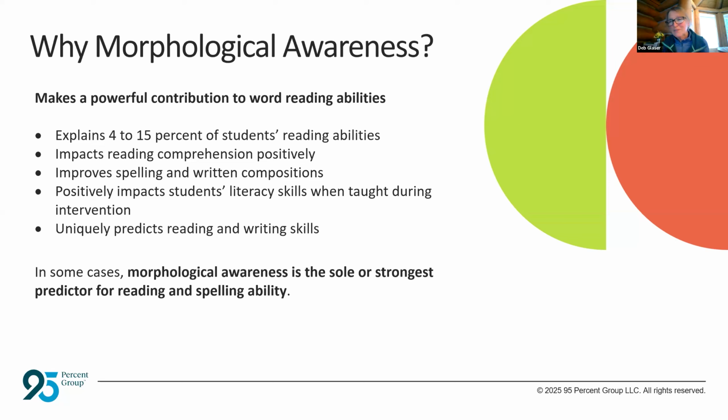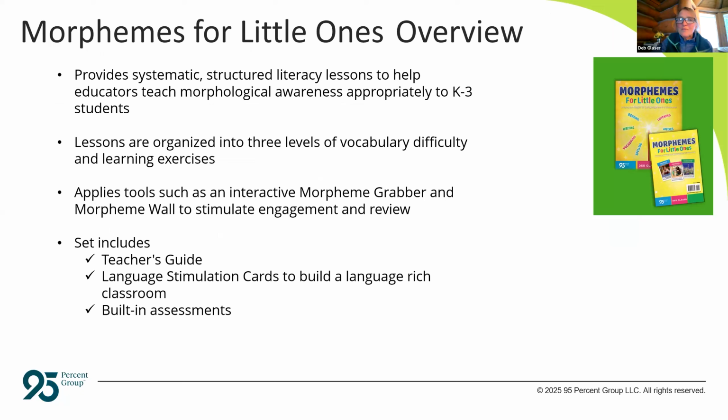And when that time comes to become aware of those words and the morphological makeup of those words and word families, this child is ready for that. So Morphemes for Little Ones came about after Morpheme Magic, when teachers just asked me time and time again, what can I use to teach my little ones, my K through 3? These lessons are organized into 3 different levels that gradually grow into more and more sophisticated and difficult levels of words. It sets the stage for moving into Morpheme Magic.